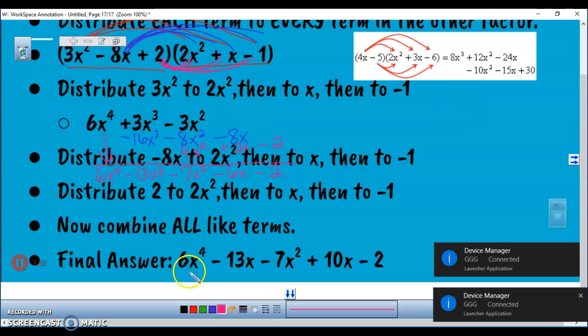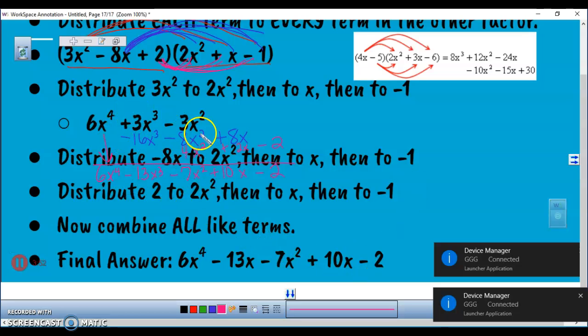Oh, I made a mistake here. I found it. I'm sorry. When I multiply negative 8x times negative 1, that should have been positive 8x. And that would give me positive 10x. That's why I have the answers down here. Good thing. So this would be positive 10x minus 2.